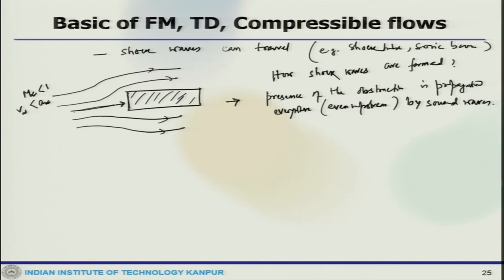Now, this is where the situation arises: if the incoming stream is subsonic, like V infinity is less than A infinity, then the sound waves can travel upstream and convey the presence of this body to the fluid particle sitting here. So, from this to this position, this information can be passed, and the flow properties and the flow field change accordingly to accommodate these changes, and that is why you can see the streamlines go like that. Now, this is all right if the upstream condition is this, but if the upstream condition is supersonic, then what will happen?